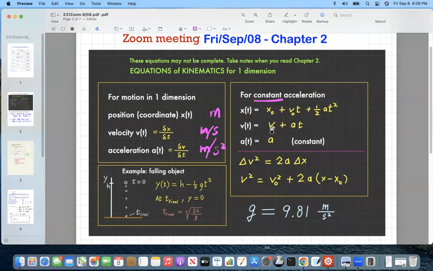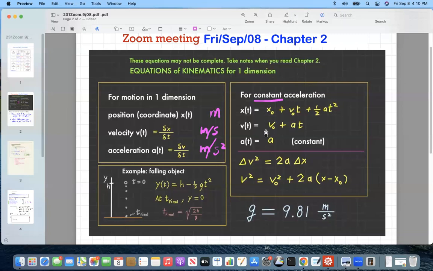Now, the velocity is a constant v0 plus the acceleration times the time. So the velocity is just increasing linearly as a function of time, and the rate of change is the acceleration a, if a is constant. And of course, the acceleration itself is a, which for constant acceleration doesn't depend on time.